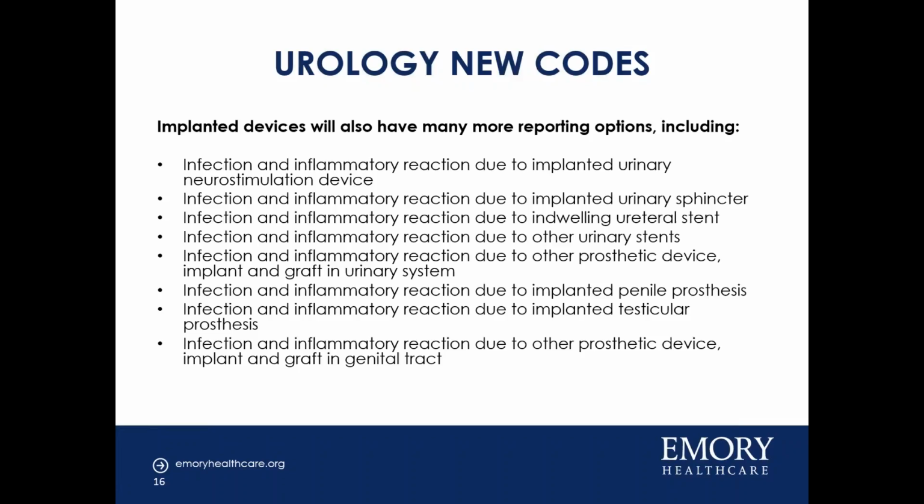Implanted devices also have many reporting options. They include infection and inflammatory reactions due to an implanted urinary neurostimulation device, due to an implanted urinary sphincter, due to an indwelling ureteral stent, due to a urinary stent, due to other prosthetic device implant and graft, implanted penile prosthesis, due to implanted testicular prosthesis, and due to other prosthetic device implant and graft in the genital tract. So you can see they've really broken those codes out for us to be more specific.